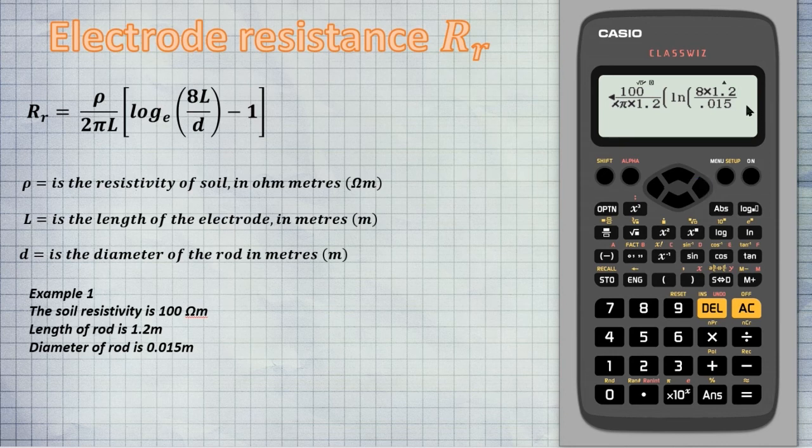cursor button first, close the brackets, and minus 1. Click the minus sign, 1, and we need to put the last bracket in to enclose everything in the bracket. Close it. We then use the equal sign and we get a value of 72.43 ohms, which we can round up to 73.